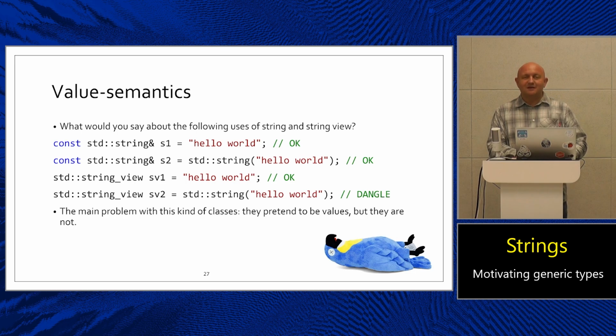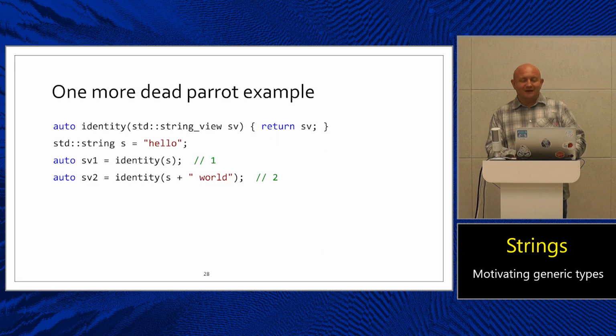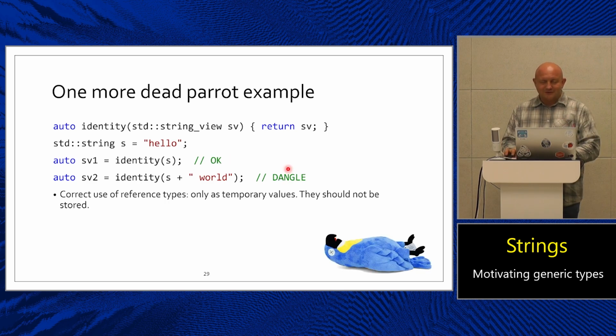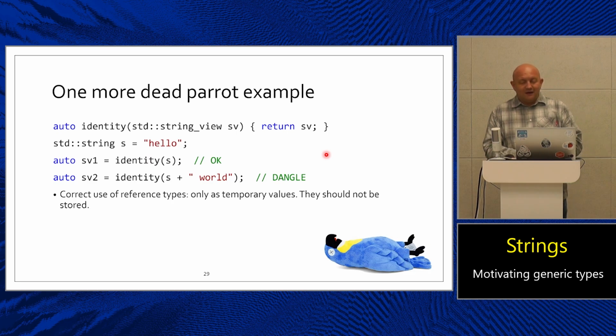And this is a problem. Let me show you one more dead parrot example. Another example: it's clear that the second line won't work. Of course, this won't work, but will the first one even work? Pause and try to answer for both cases. 3, 2, 1. Of course, this is okay. And this parrot ceased to be after the full expression. The second one will dangle.